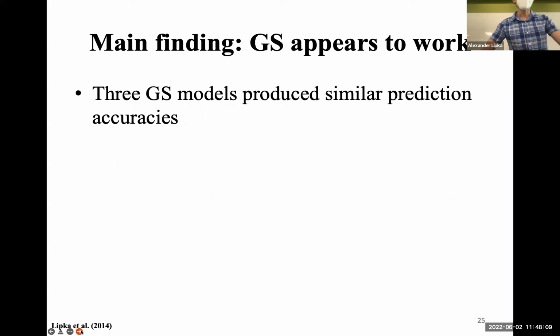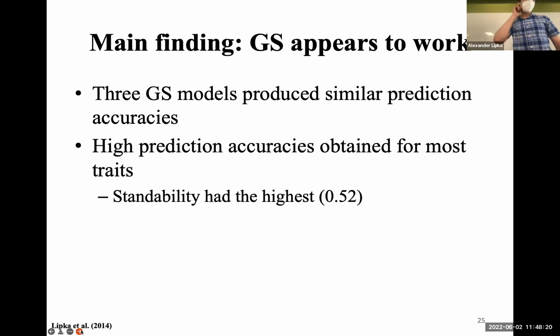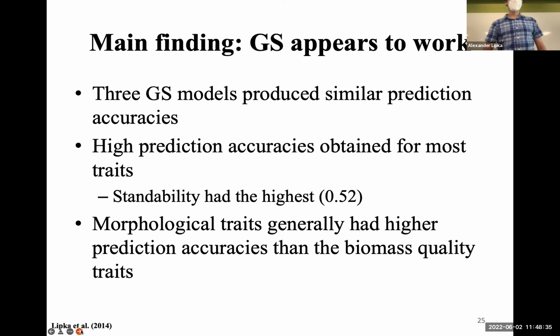So our main finding is GS appears to work. Our 3 GS models produce similar prediction accuracies. That's great, right? High prediction accuracies are obtained for most traits. A morphological trait called standability, which I think is similar to lodging, had the highest prediction accuracy. The mean prediction accuracy across 10 folds is 0.52. And the morphological traits tended to have higher prediction accuracies than others.